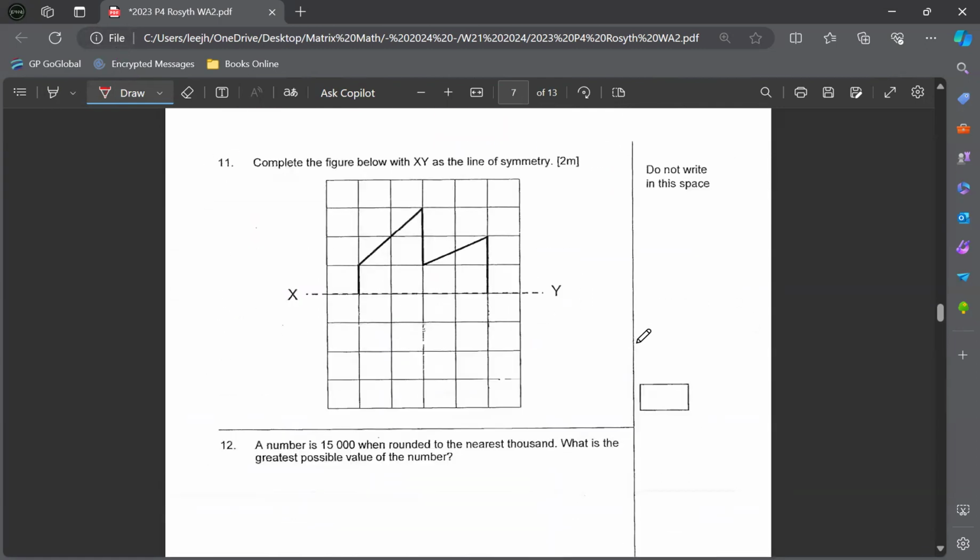Question 11. Complete the figure below with x, y as line of symmetry. So line of symmetry given. So I need to draw the other side. So just must use ruler. For me, I don't have ruler now. I mean, I cannot use ruler like that. So you just draw as neatly as you can.